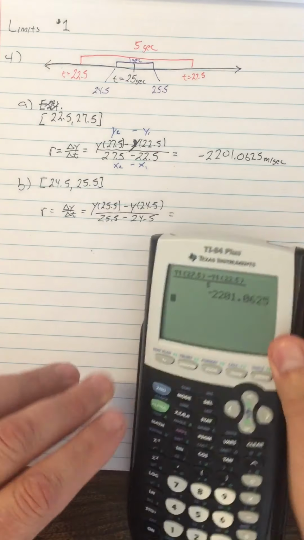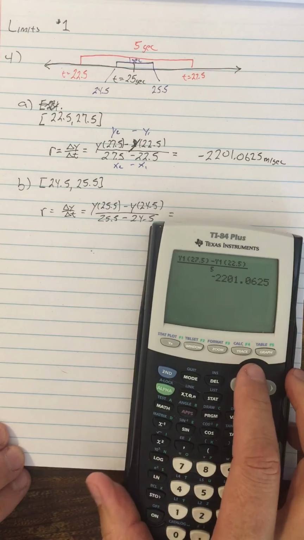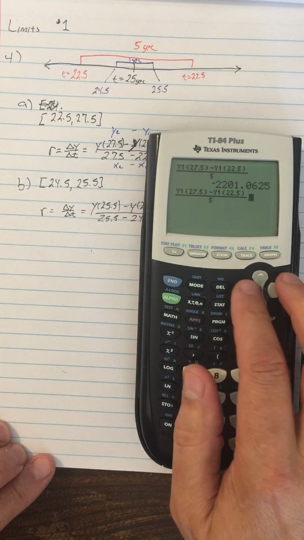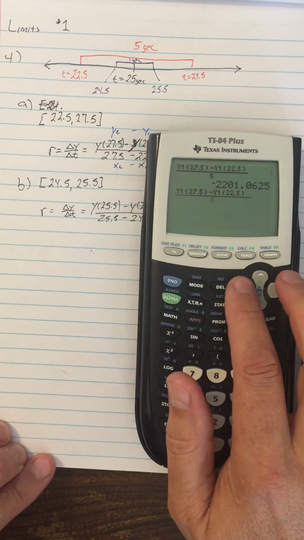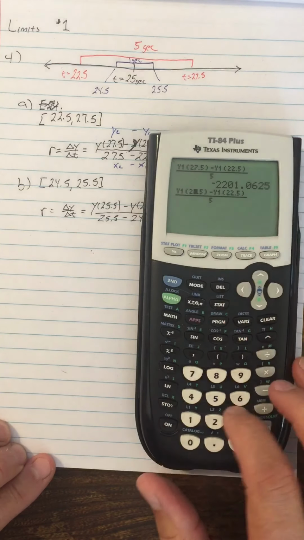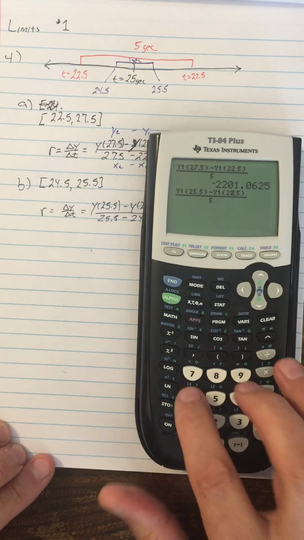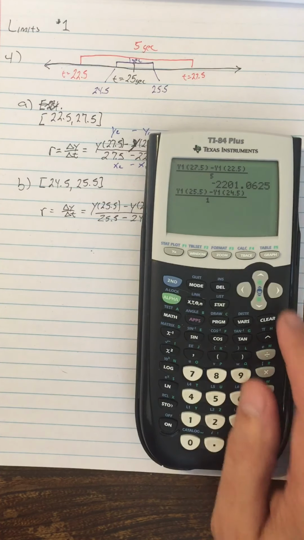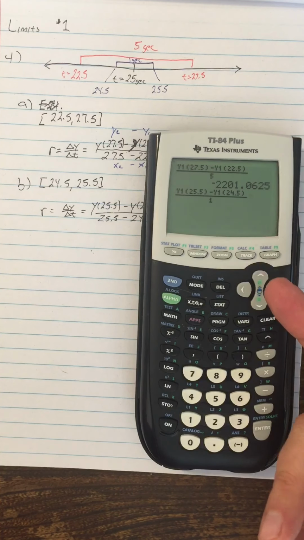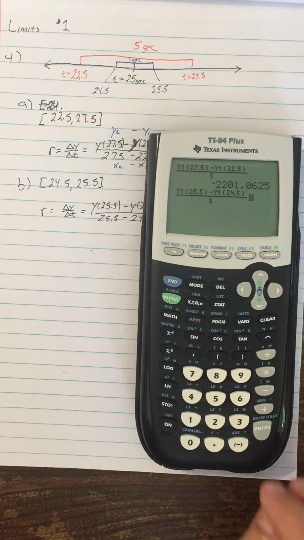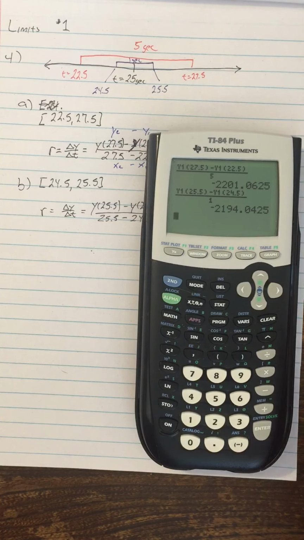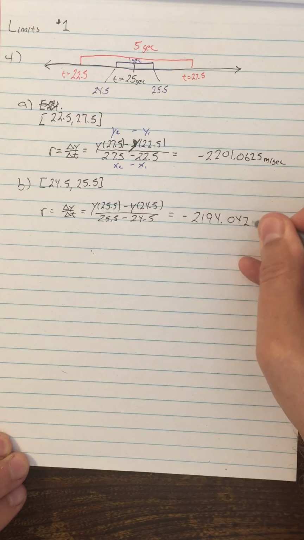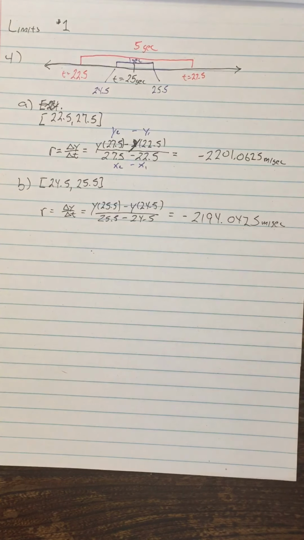Again, taking advantage of what the calculator can do, I'm going to go up here, highlight the expression that I already had, press Enter, and now I just edit this line up. So I can make this one 25.5 and make this one 24.5. Down here, I could just start over because I don't need the fraction, since it's just 1. But I want to keep things simple, so I'm going to preserve that structure because the next one's going to be 0.1, and I want to be able to copy and paste. So enter, I get negative 2194.0425 meters per second.